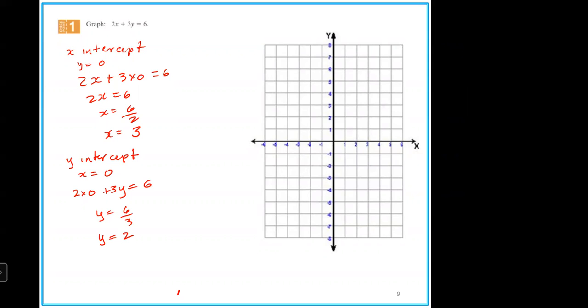Okay. So basically then, what we're going to do is find 3 on the x-axis, which is right here. And we're going to find 2 on the y-axis, which is right there. And we're going to place a straight edge, ruler or something, and join those 2 points to get the graph of that equation. Okay. Once we are careful with our, oops.